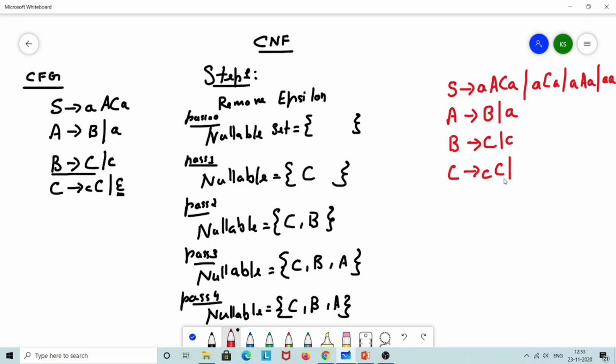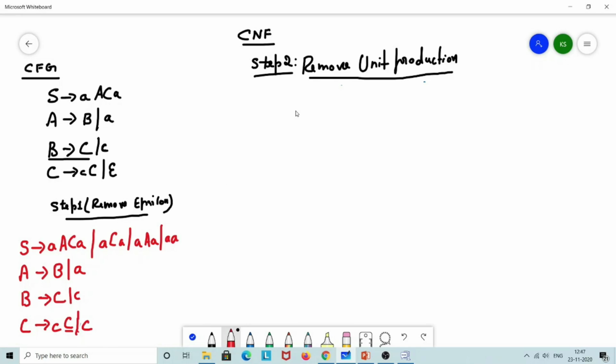Okay, now since this C is nullable, what I can do, I can remove this, and what do I get? I get small letter c, right? So this is the answer after obtaining, or after removing, epsilon from my rule, right? So whatever rule set I get should be given as an input to the next step, which is removal of unit production. Now we will apply step 2, that is removal of unit production from my rule. So I have to apply this to the answer I got after step 1, that is removal of epsilon.